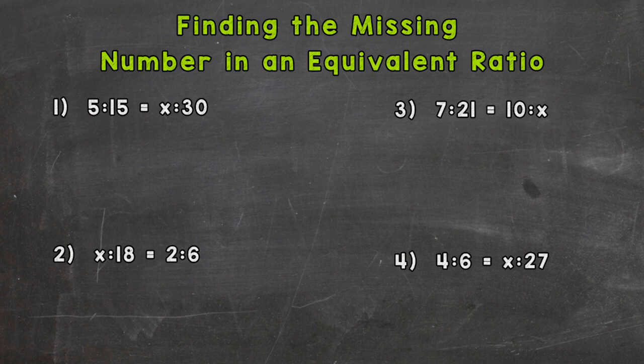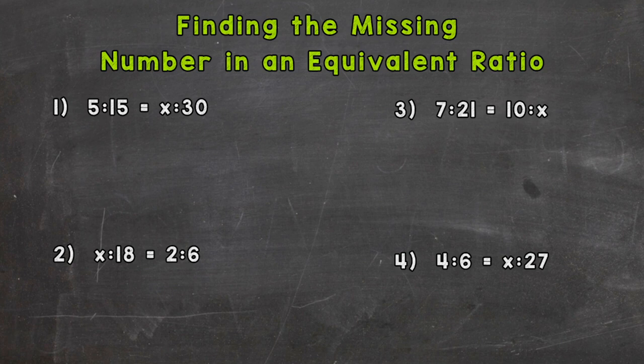In this video, I'm going to cover how to find the missing number in an equivalent ratio. And as you can see on your screen, 4 examples we're going to go through together in order to get this down. So let's take a look at number 1, where we have 5 to 15 equals x to 30. And that x is our variable or missing piece, so we need to find what x equals.